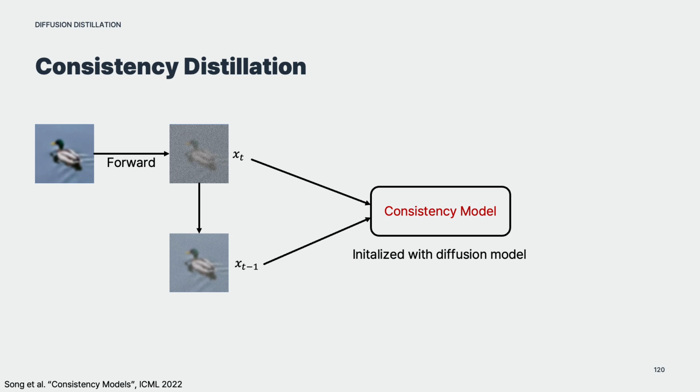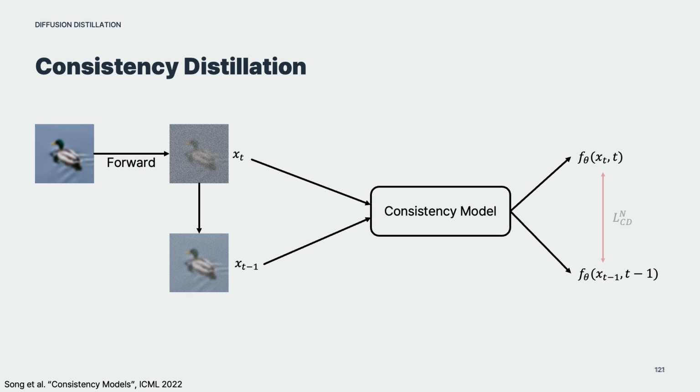the time steps in an image must lie on the same ODE trajectory. We then feed the images from these two time steps into the consistency model. In consistency distillation, the model is initialized from a diffusion model and then trained accordingly. The consistency model then outputs its prediction for each time step. A loss function is then applied to minimize the distance between these two predictions, thereby enforcing the self-consistency property during the distillation process.